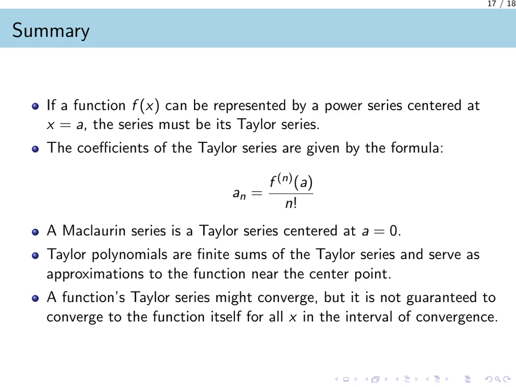However, and this is a critical point, a function's Taylor series might converge to something other than the function itself. We cannot assume they are equal without verification. The main takeaway is that Taylor series give us a systematic way to build a series for a function. But convergence to that function must always be confirmed.